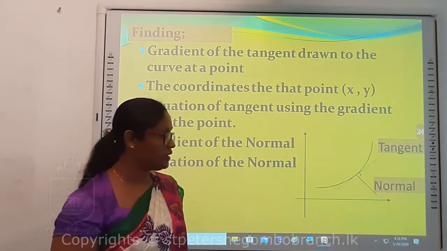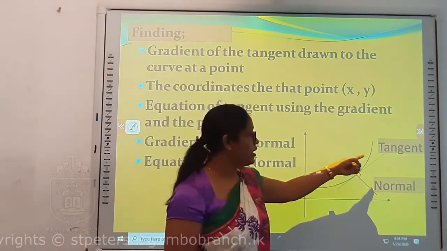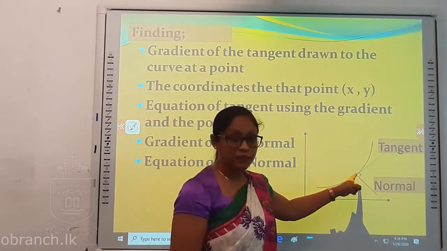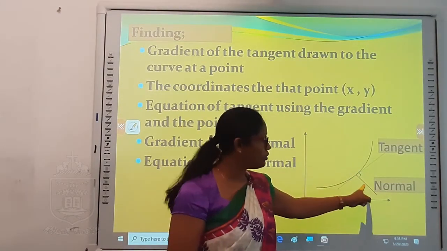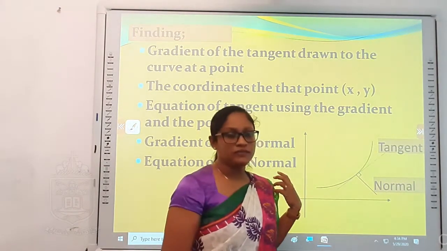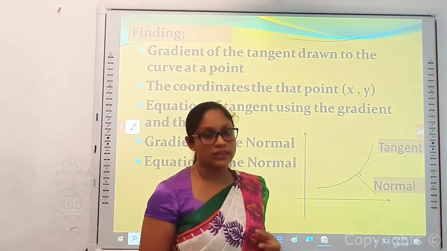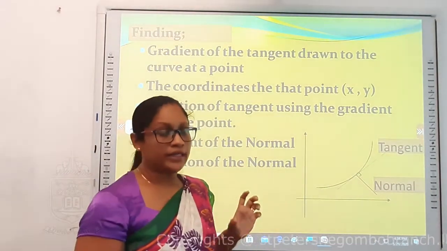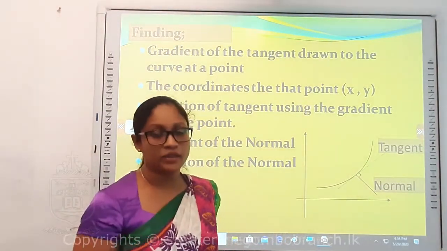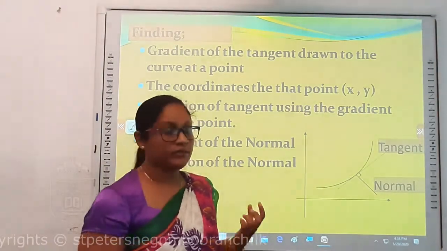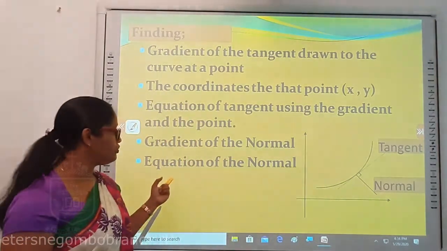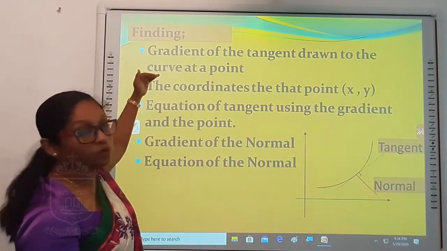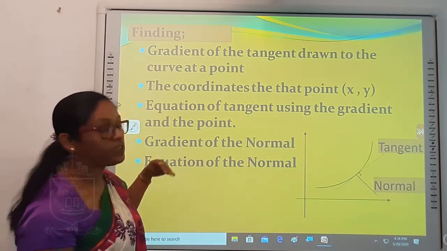We'll see what a normal is first. Now look at the diagram here. This is the tangent drawn to this curve at this point. The perpendicular line to the tangent is called the normal. Once we have found the information about the tangent, that means the equation, the gradient and also the point, there is a relation between the gradients of the normal and the tangent. I will highlight that later. With that relation we can find the gradient of the normal, and also build the equation of the normal. So we will do the questions one by one according to these steps.